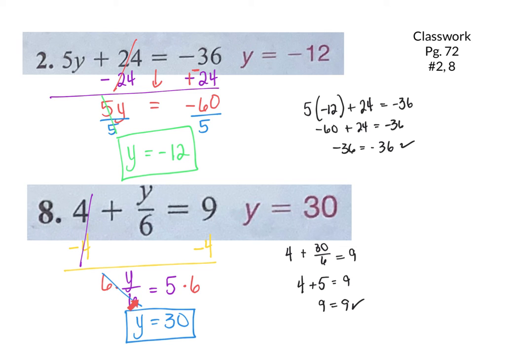This is division. So I want to multiply both sides by that 6. On the left-hand side, these turn to 1, so I have just 1y. On the right-hand side, I have 5 times 6, which is 30. And then I just checked it. 4 plus 30 over 6, 4 plus 5, that is 9.